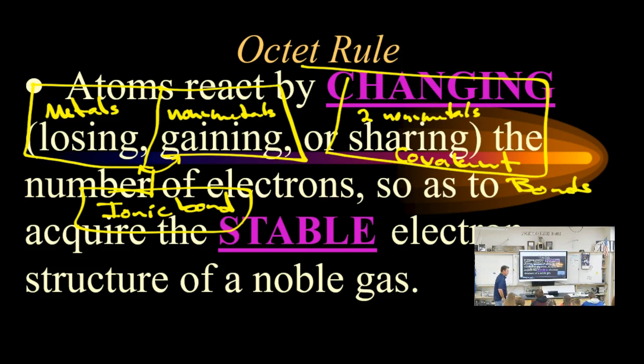The octet rule will govern everything that we're going to do for the rest of this lab book. I keep saying that, but that's because each thing builds. All right. You could teach an entire year on this slide pretty much. Atoms react by changing, and the way they change their electrons, they will lose, gain, or share the number of electrons so as to acquire the stable electron structure of a noble gas.